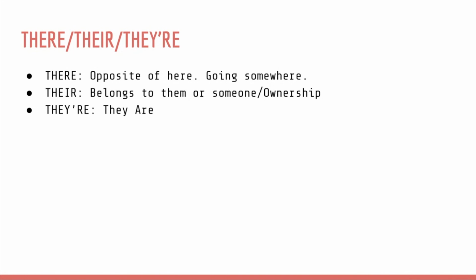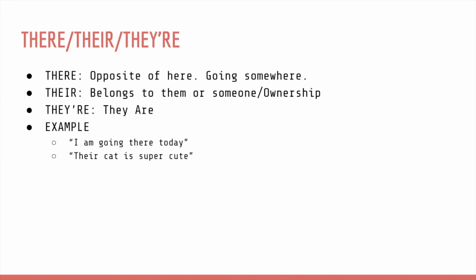And the third one, "they're," is again the same as "you're," right? If you can replace that with "they are," then you're going to be using that third version with the re in it, okay, with the apostrophe. Some example sentences are, I am going there today, right? It is going somewhere. I am going there today. Or the store is over there, right? It's talking about a location, right?